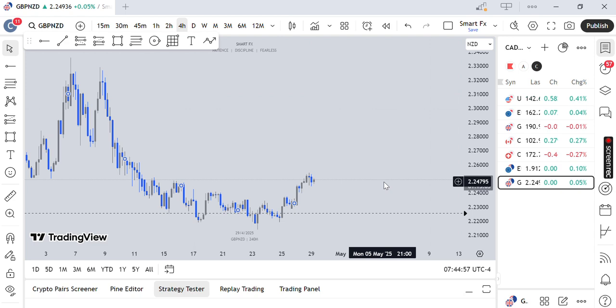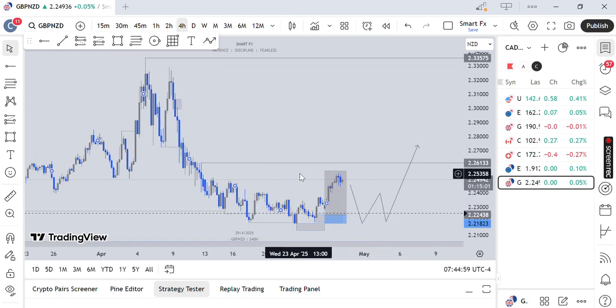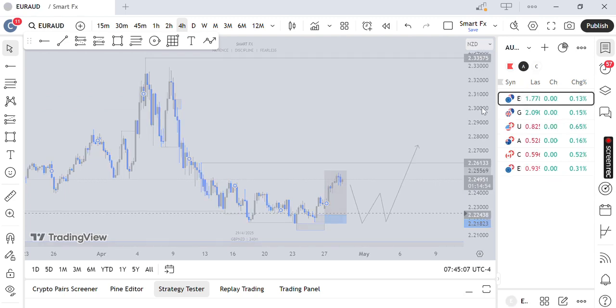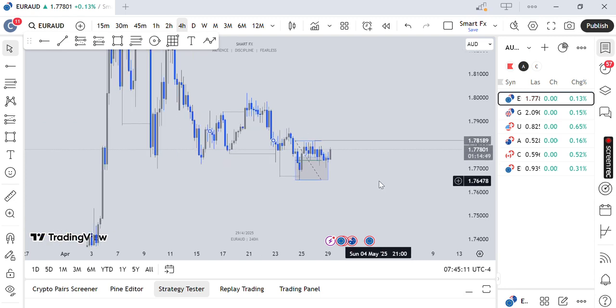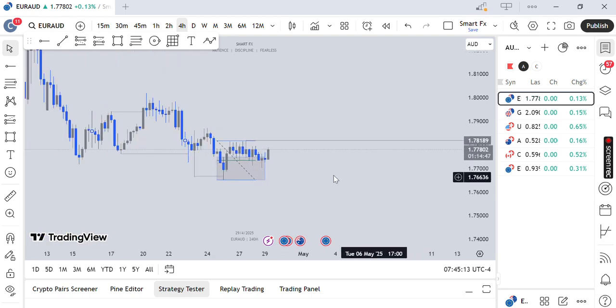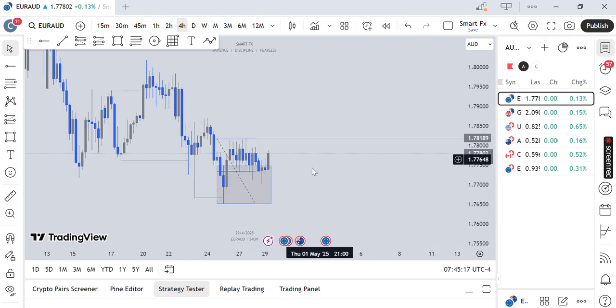Then GBP NZD did not trigger us as well, and it's almost at TP. It did not trigger us, but I feel it's still going to come back too. But for now, that's it. Then Euro AUD. Euro AUD hasn't given me the confirmation I needed. It didn't form a single candle on that block. That's why I'm not going to take the trade.